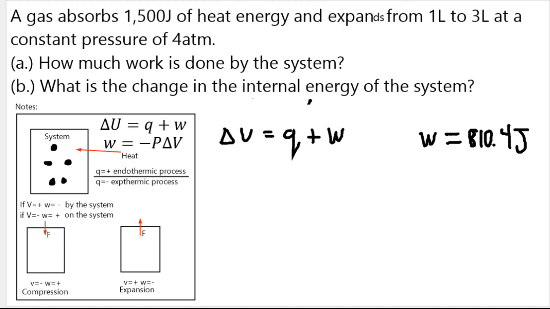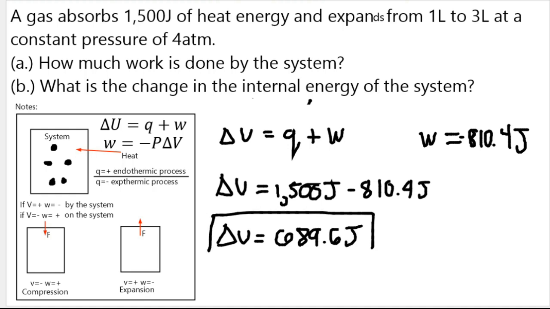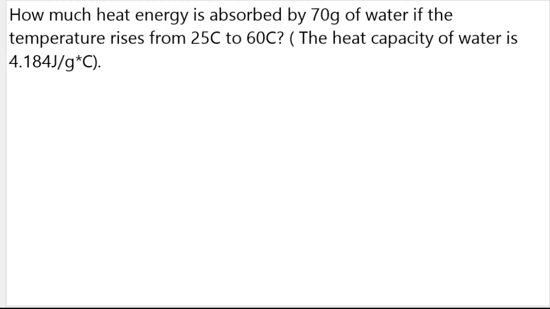The internal energy change is equal to Q plus W. The gas absorbs 1500 joules. We put it here, and we're going to subtract 810.4. We did not put a negative sign on the work in the formula because the original equation for the internal energy is ΔU equals Q minus W, but we did not use it since we already have a negative sign on the work.